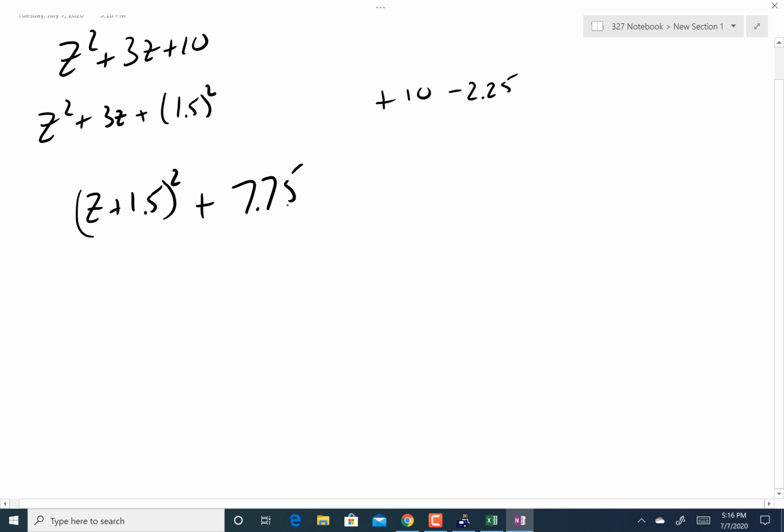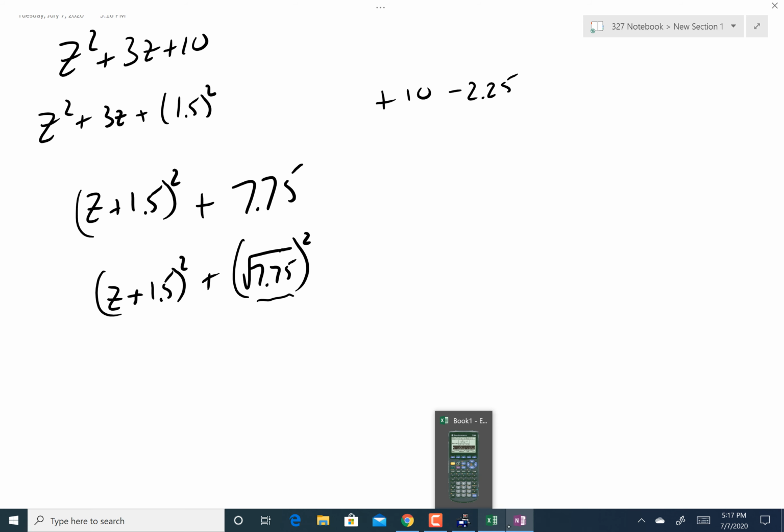Okay. Now, 7 3/4. So you're like, well, what is that going to be? Well, remember, this needs to be written as z plus 1.5 squared plus the square root of 7.75, if you will, squared. Does that make sense? Because this is going to be my k right here, right?